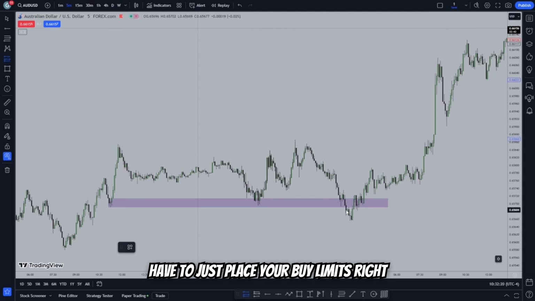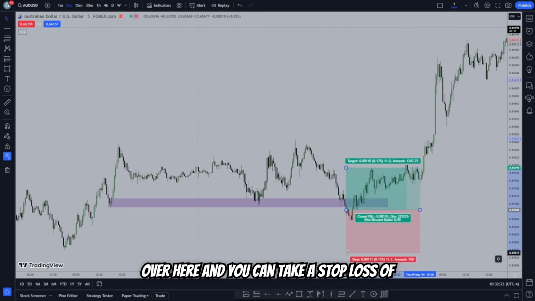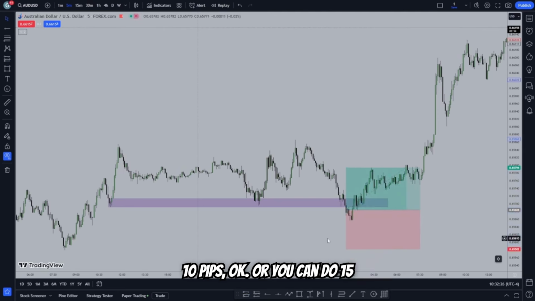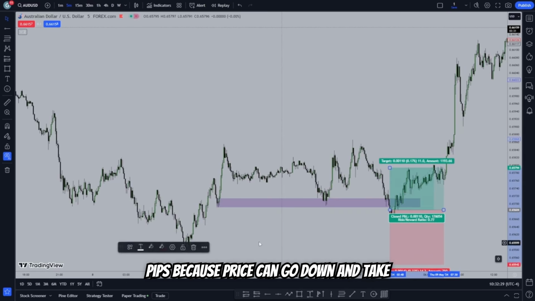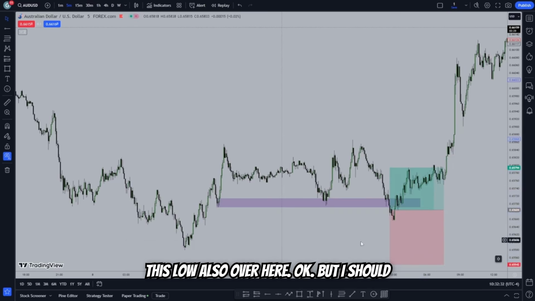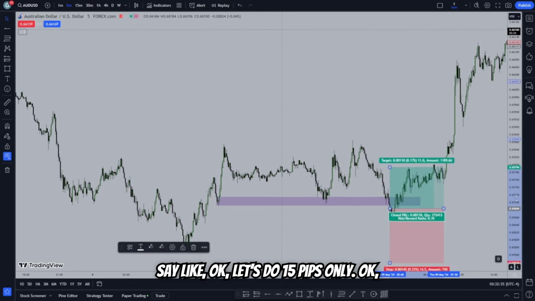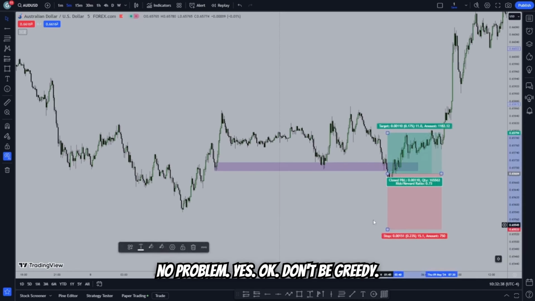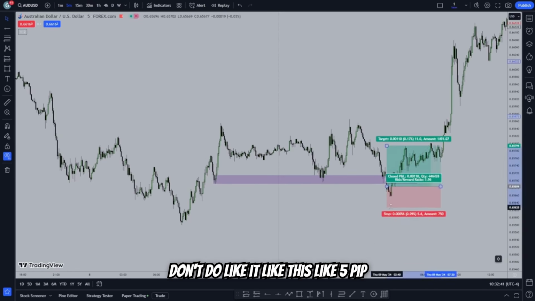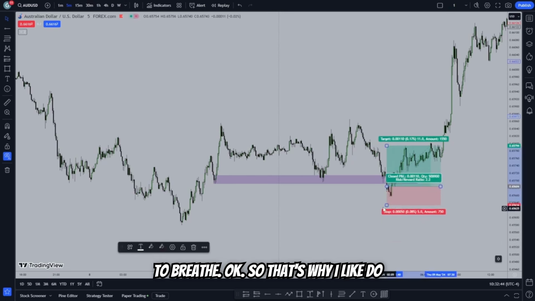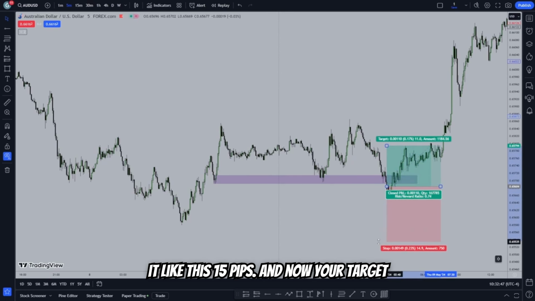So what you have to do is just place your buy limits right over here, and you can take a stop loss of 10 pips. Or you can do 15 pips, because price can go down and take this low also. Okay, let's do 15 pips only. Don't be greedy. Don't use a 5 pips stop loss, because price needs some room to breathe. So that's why do it like this, 15 pips.